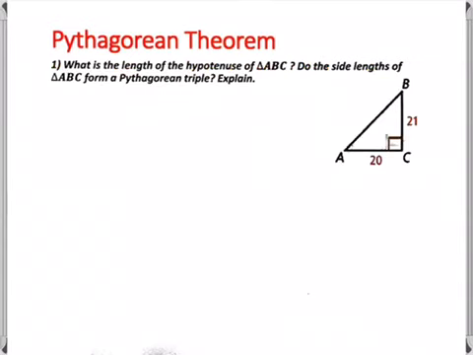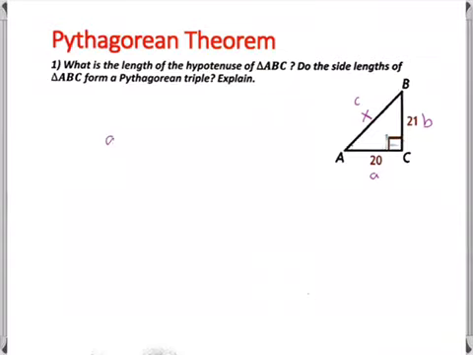What is the length of the hypotenuse of triangle ABC? Do the sides of ABC form a Pythagorean triple? Explain. We'll worry about the second question after we prove the first. So we're looking for the hypotenuse of ABC, which would be this side here. So remember, Pythagorean theorem says we're going to take a squared plus b squared equals c squared.